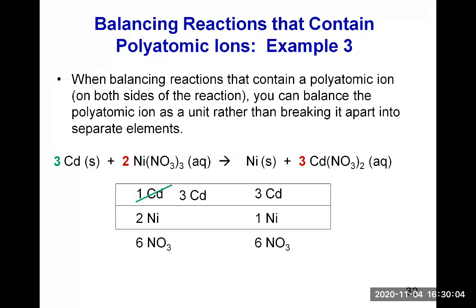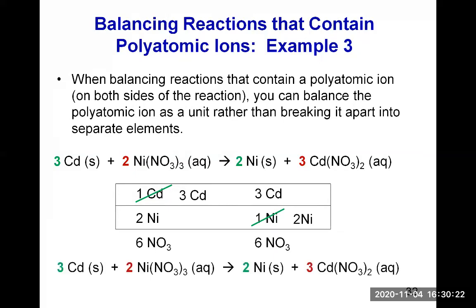Nickel, we have 2 nickels on the left, 1 on the right. So let's make it 2 on the right by having a coefficient of 2 in front of the nickel. And that's making it 2 nickels on the right. And this way we have the same number of each atom on both sides. So the final answer is 3 cadmium plus 2 nickel nitrate salt gives 2 nickel and then 3 cadmium nitrate salts. And you can check that there is the same number of cadmium, nickel, and nitrate on both sides.